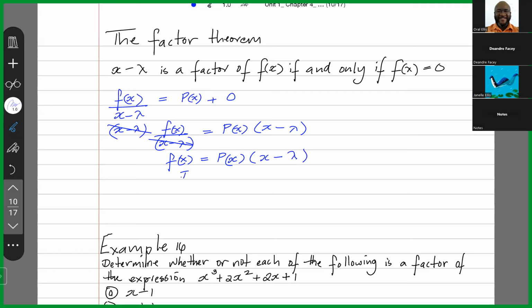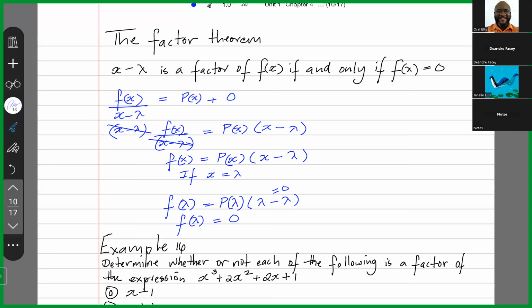Now, if x is equal to lambda, I'm going to get f of lambda equal to p of lambda, because x is lambda, multiplied by lambda minus lambda. Now, lambda minus lambda would be 0, and whenever you multiply anything by 0, you're going to get 0. So f of lambda would be equal to 0.